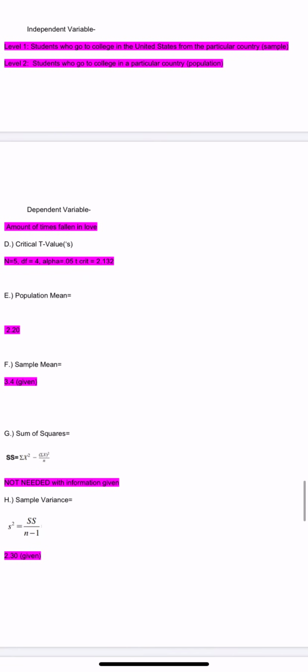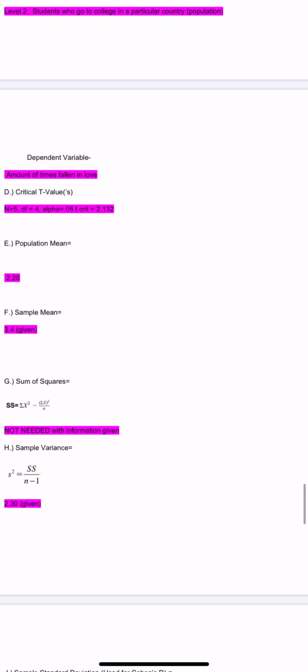One-tail, two-tail test: one-tail, positive, keyword "more often." Independent variable: students who go to college in the United States from a particular country, right? That's the sample. And students who go to college in that particular country, the population of students who go to college there, right? Those are the two populations being measured. And what are we measuring? We're measuring the number of times fallen in love. We're looking to see if there's a difference, whether students who come to the United States from that country fall in love more than the students who don't come to the United States.